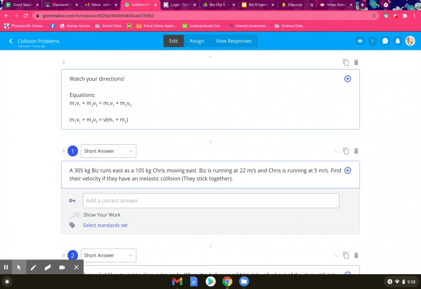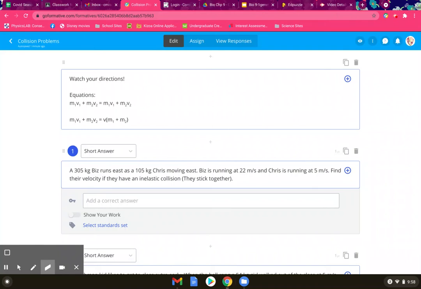So I want to go over one of these problems with you to get you started. The equations I've given to you, but you need to remember that if we're looking at this side of the equal sign for either equation, that's before the collision. And then this side would be after the collision. Another thing, you could have more than two things colliding. So if you have a third person or a third car in the collision, you can just add on an additional MV to both sides.